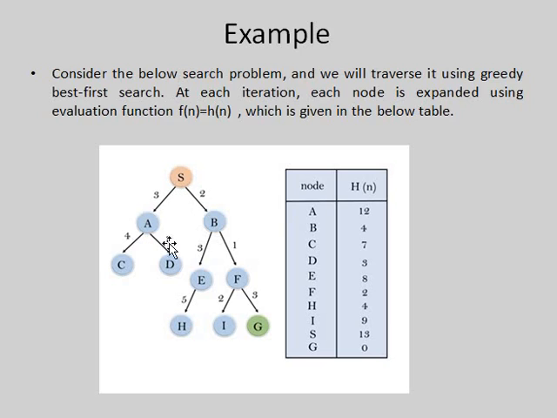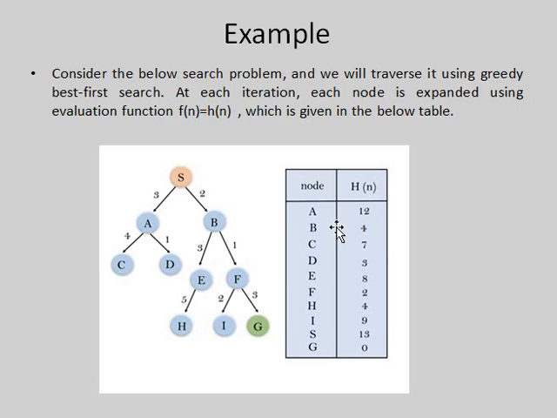Here you can see there are 10 nodes, and some weight is assigned to each edge. The cost required for reaching node A from S is 3. From S to B is 2, B to F is 1, B to E is 3, E to H is 5, A to D is 1, A to C is 4, F to I is 2, and F to G is 3.